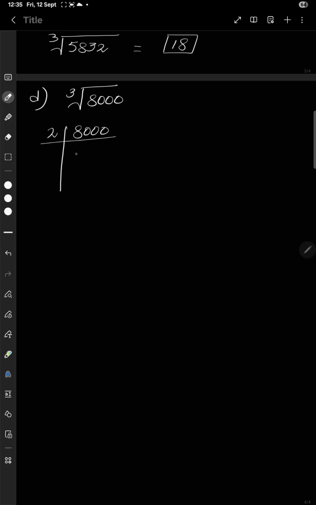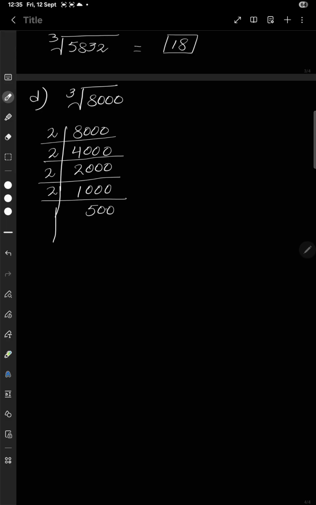I will divide this number by 2 and the answer will be 4000. I will divide this number by 2 and I will get the answer 2000. I again will divide this number by 2 and I get 1000. Again I will divide this number by 2 and I get the answer 500. When I take half of 500, my answer will be 250. Now again I will divide 250 by 2. My answer will be 125.